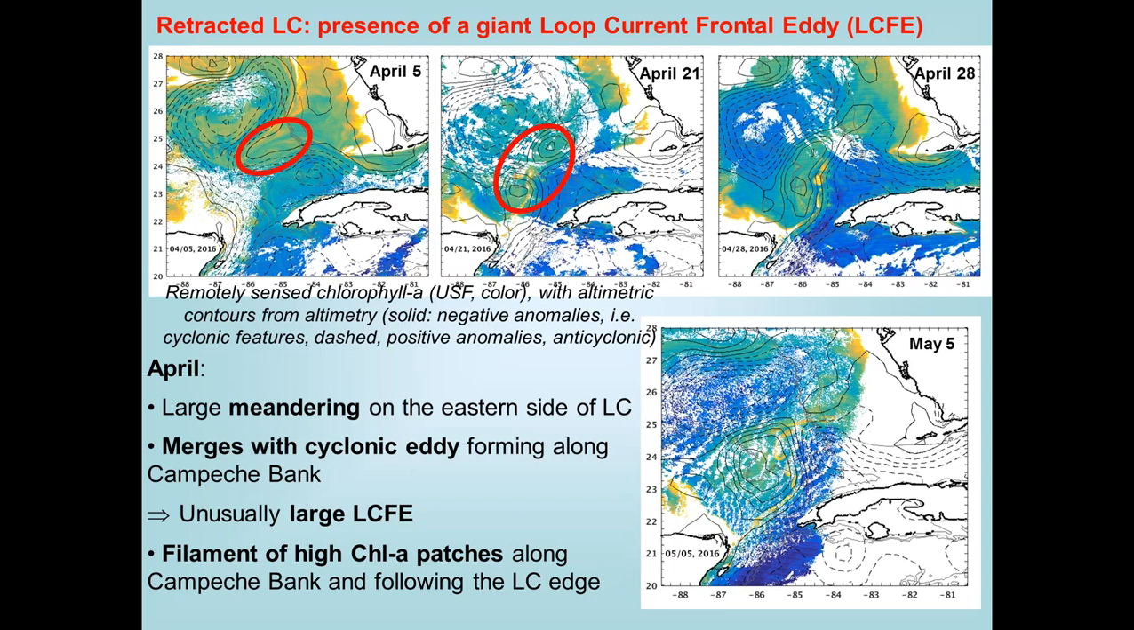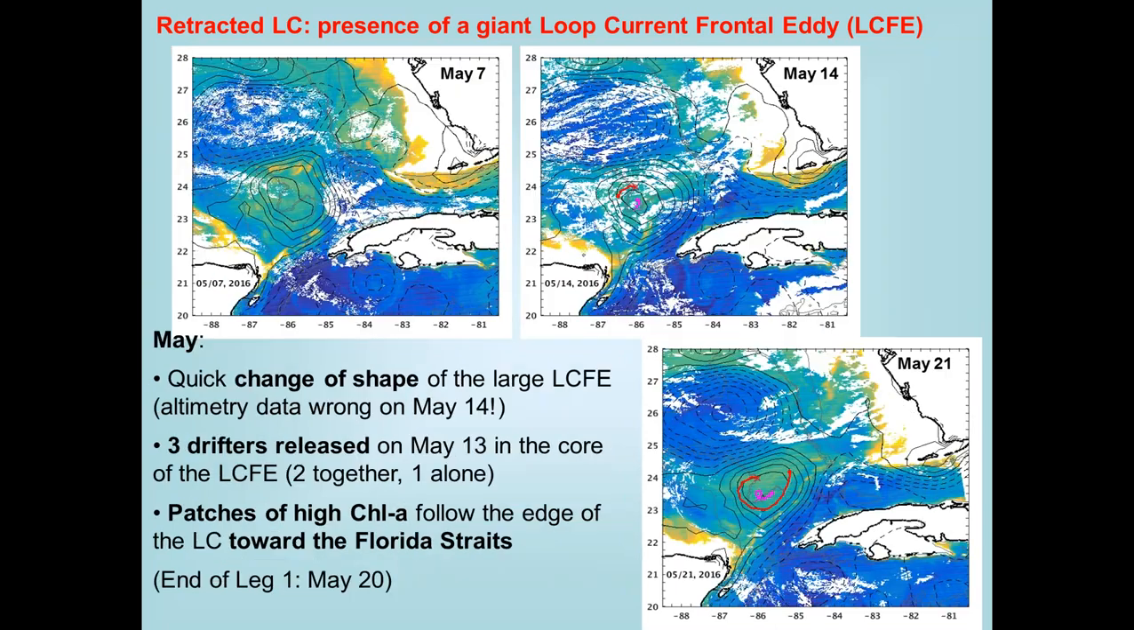And also an interesting thing that we see on these images is the filaments of high chlorophyll A that are escaping the Campeche Bank and following the edge of the loop current and the frontal eddy. And we see them here. They are very marked and following the pathway down to the Florida Strait. And a few days later, we see them also. This time they are circling around the loop current frontal eddy. And so this was the situation just before we started sampling this eddy.